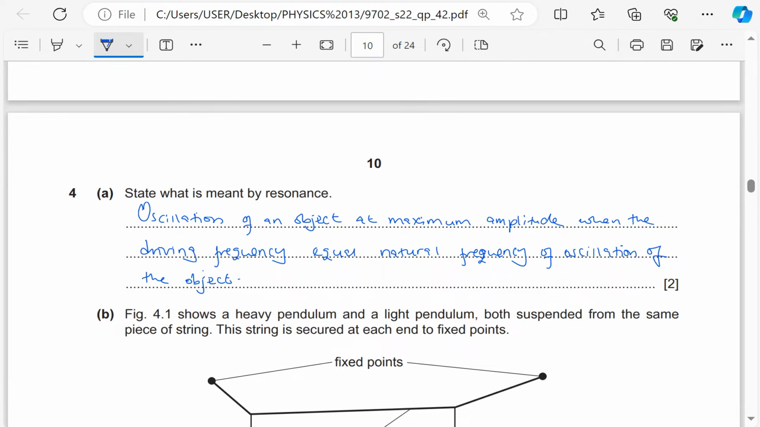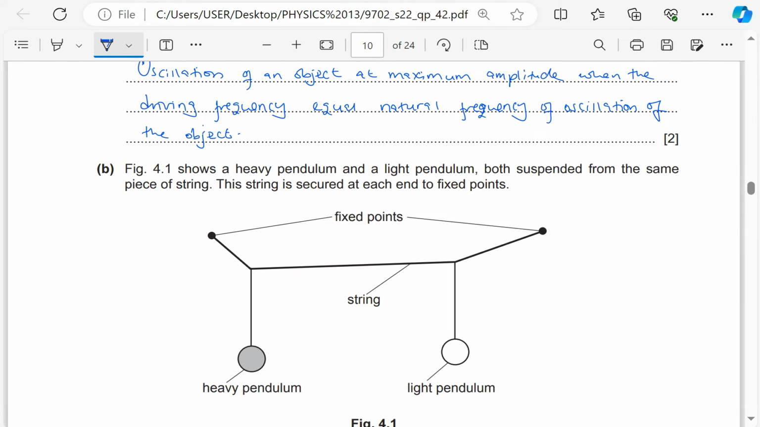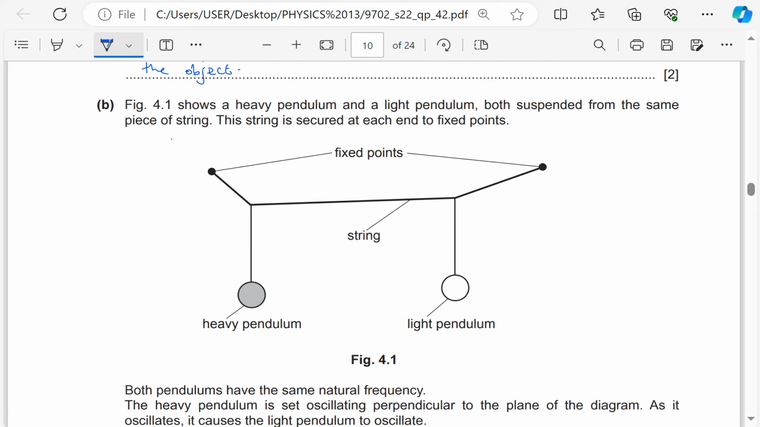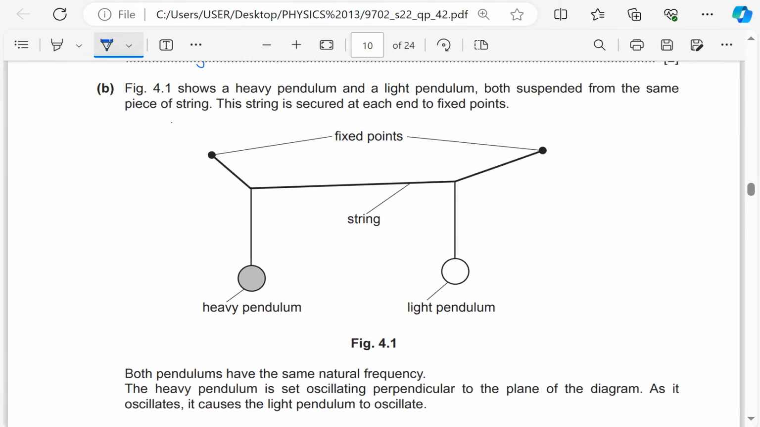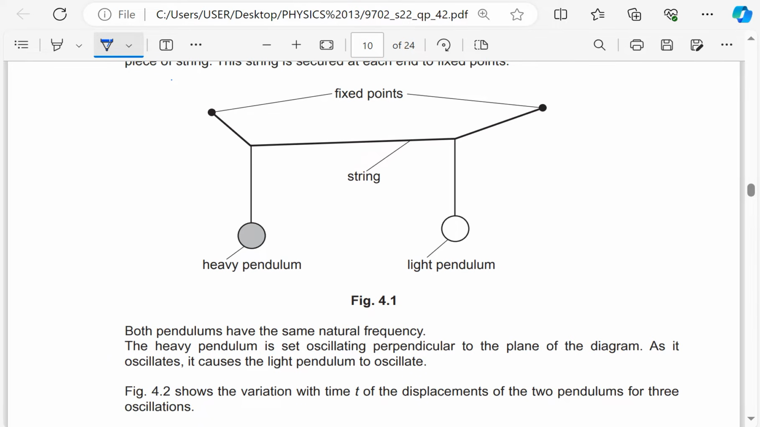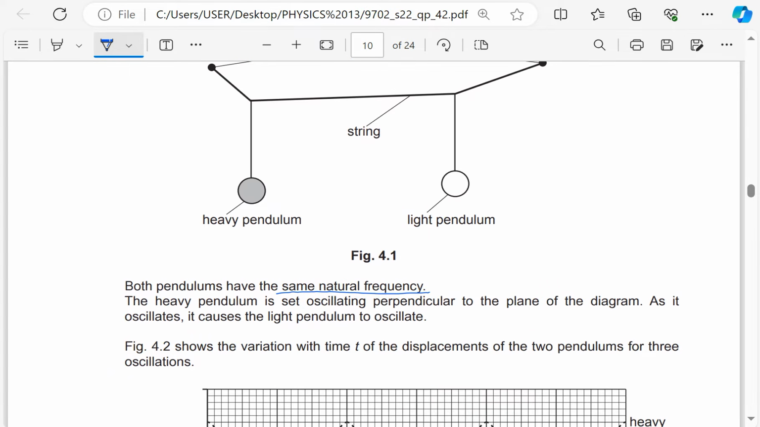Okay, so that's what we call resonance. The figure shows a heavy pendulum and a light pendulum, both suspended from the same piece of string. This string is secured at each end to fixed points, as shown in that diagram. Both pendulums have the same natural frequency, f naught. The heavy pendulum is set oscillating perpendicular to the plane of the diagram. As it oscillates, it causes the light pendulum to oscillate.